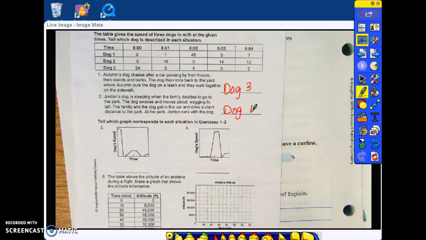Tell which graph corresponds to each situation in exercises 1 and 2. So this one is the dog starts off at a high speed and then stops, waits, starts walking at a constant speed, stops, waits, and then starts walking at a constant speed again. That is describing a dog that is chasing after a car, then stands and barks, then trots back to the yard, so he's trotting at a constant speed. When she starts putting the leash on him, he's standing still, and then they start walking together. That is describing dog 3, which is number 1.